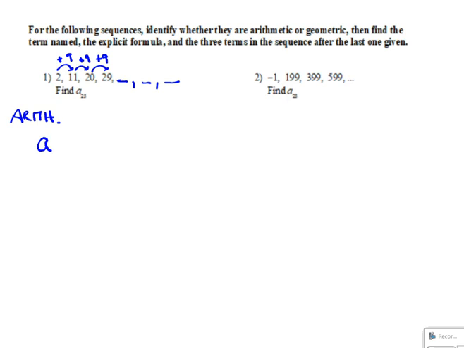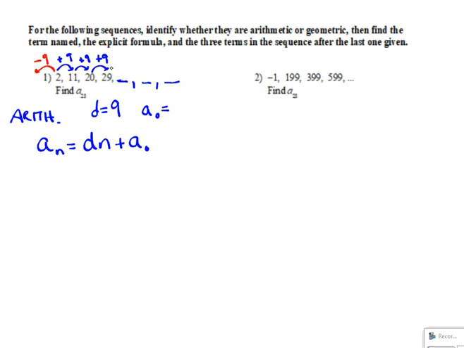Which means that it has an explicit formula that looks like this: the difference times the number of terms plus a sub 0. We have just established that the common difference is 9. And if I want to know the 0th term, that would be whatever comes before the 2. So what I should do is subtract 9 from 2.